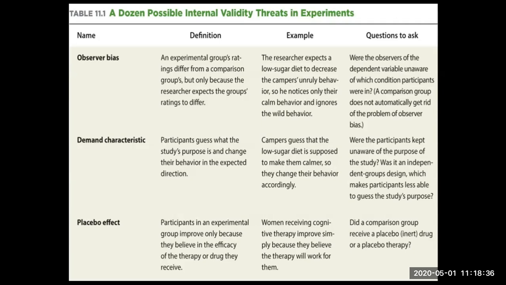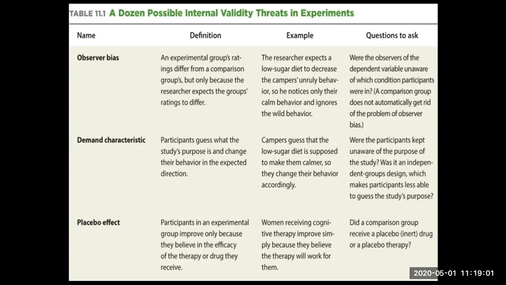That could also be an instrumentation thing, right? Especially if your instrument is a person coding. So a question to ask: were the observers of the DV, which would be rambunctiousness, unaware of which condition the participants were in? In this case, a comparison group does not automatically get rid of the problem because observer bias is, they're just going to be biased whether they realize it or not.